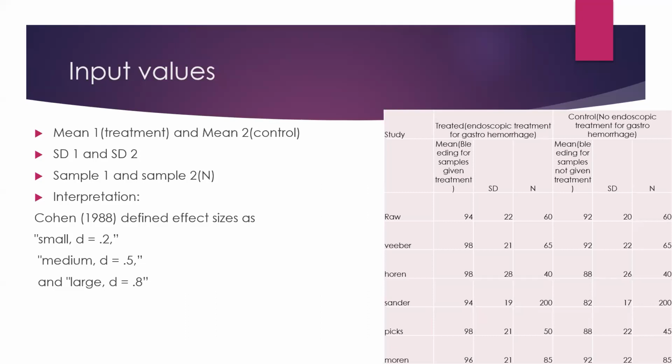Now, from each of the papers of Raw, Weber, Horan, etc., I would need 3 values. Number 1, mean. Number 2, standard deviation. Number 3, sample size n. I am repeating: from each of the papers, I would need 3 values. Number 1, mean. Number 2, standard deviation. Number 3, sample size n.